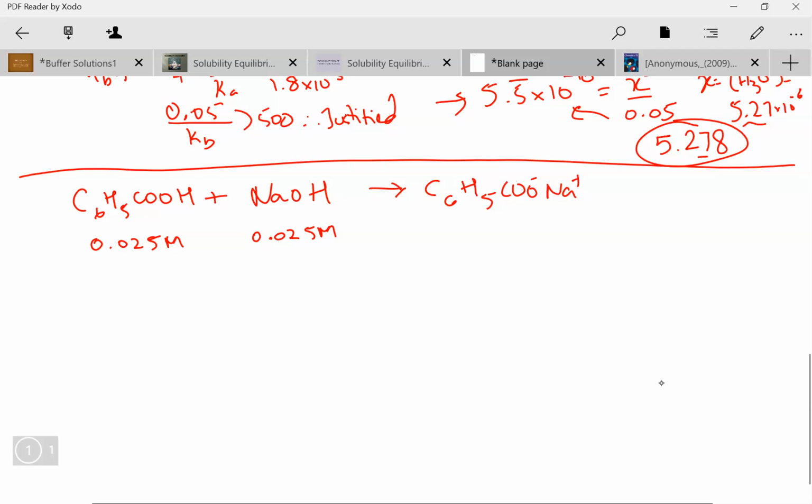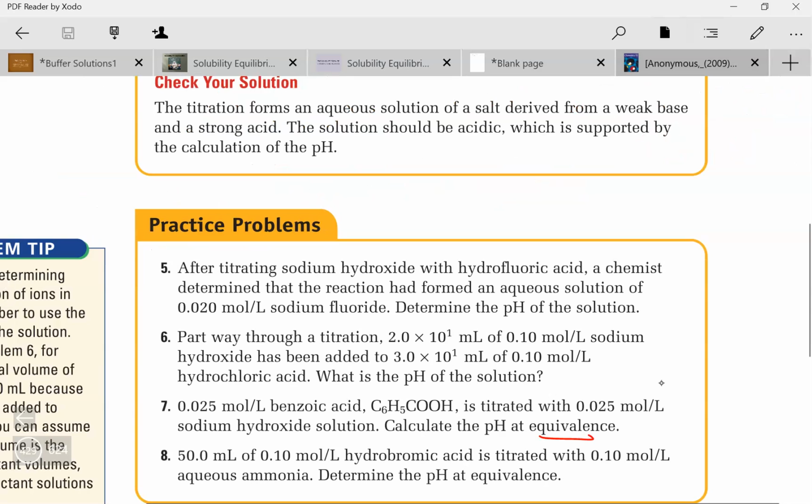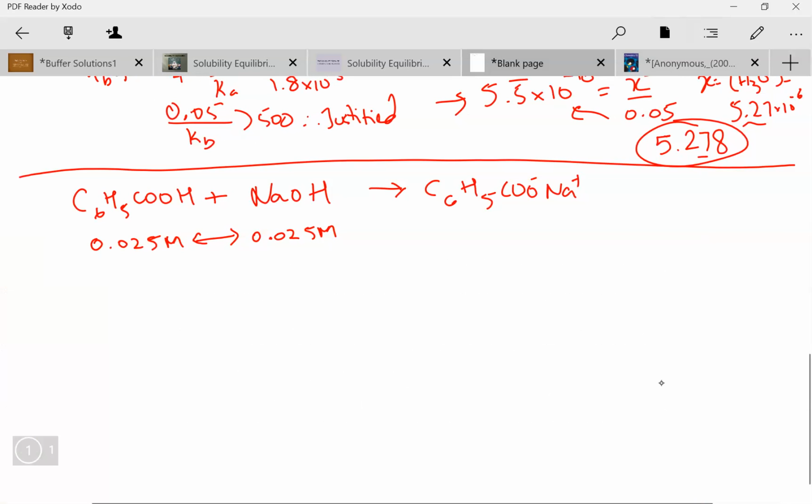But I know that these two things have essentially equal concentrations. So at equivalence point, which hopefully is mentioned, they will have equal volumes as well, because again, number of moles of this has to equal number of moles of this.